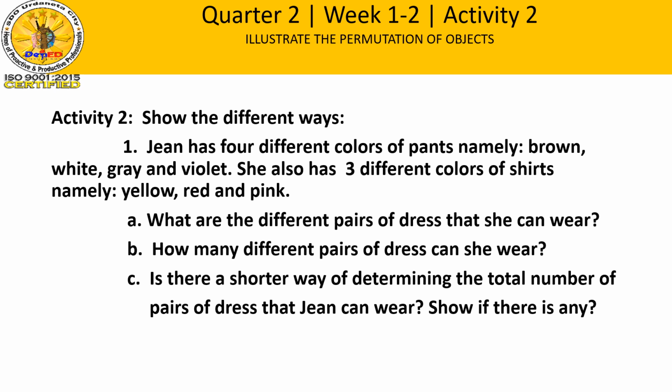Activity 2. Show the different ways. Jane has 4 different colors of pants, namely brown, white, gray, and violet. She also has 3 different colors of shirts, namely yellow, red, and pink.